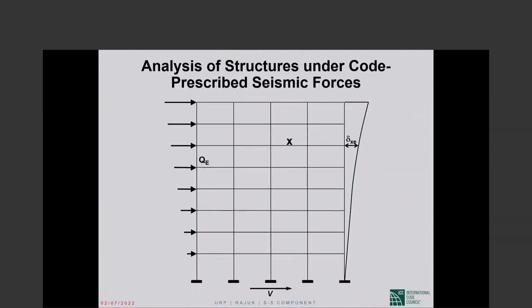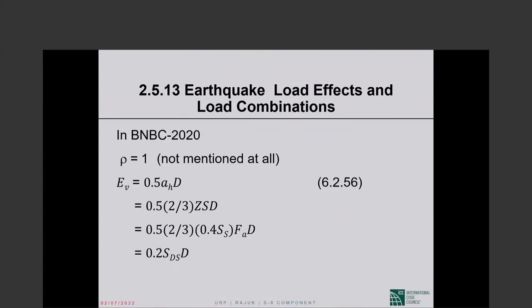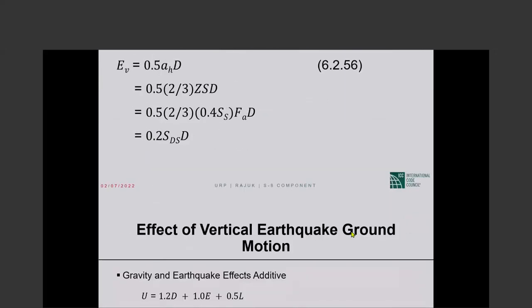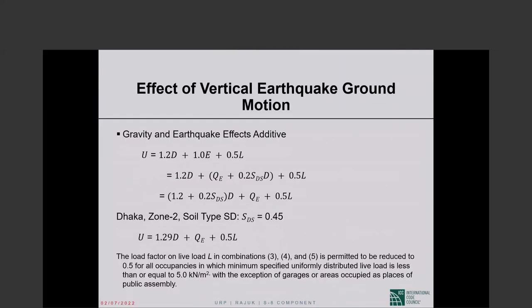Okay. I don't know why this picture came again. So BNBC, I mentioned that rho is 1. E sub B is written that way, and I have explained why that is exactly equal to that. I wouldn't spend time on the details. It's very clearly spelled out.